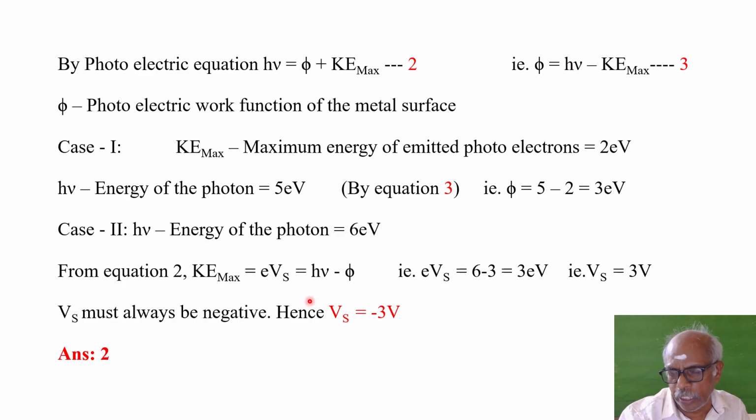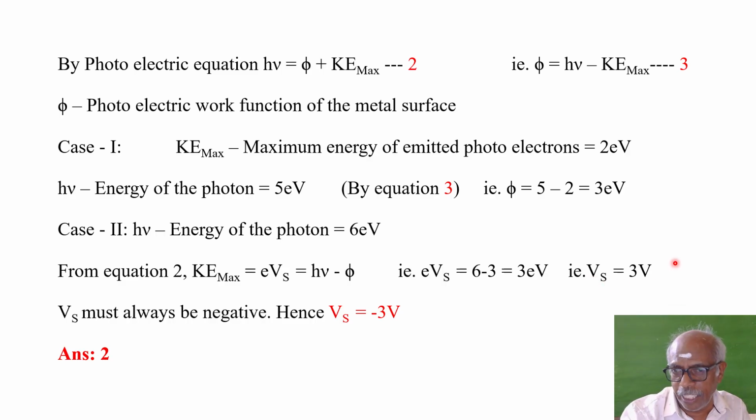So KE max is equal to eVs is equal to h nu minus phi. You just rearrange this equation: bring KE to this side and phi to that side. So eVs is equal to, in the second case, h nu equal to 6 electron volt, minus phi, which you already found to be 3 electron volt. 6 minus 3 is equal to 3 electron volt. So e into Vs is equal to 3 eV. So Vs is equal to 3 V, e being the electron charge.